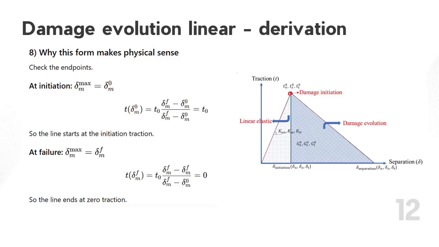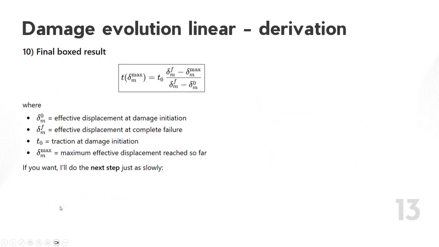So once you put what is happening at the damage initiation, it means that your delta m max is equal to delta m0. Once I insert it into the equation, I will receive that my traction is equal to t0. So that's fulfilled. At the failure point, I need to just put the boundary condition in the form that delta m max is equal to fracture separation. Once I do that, the traction will be equal to 0. So my assumptions are correct, and I can proceed to the final boxed results.